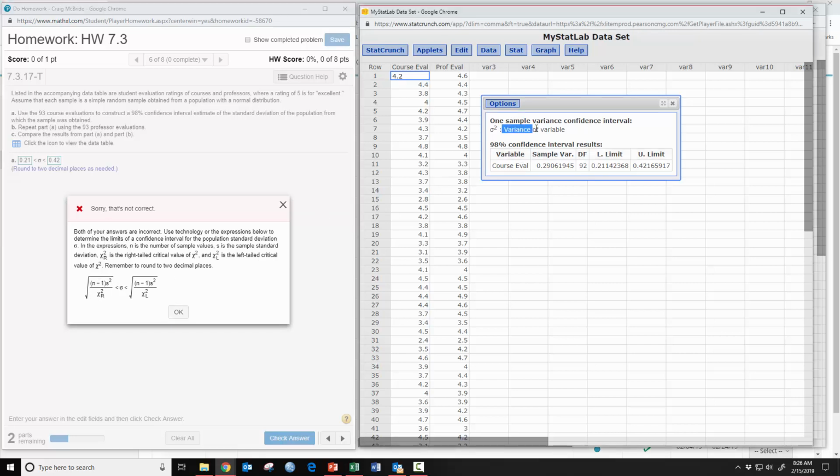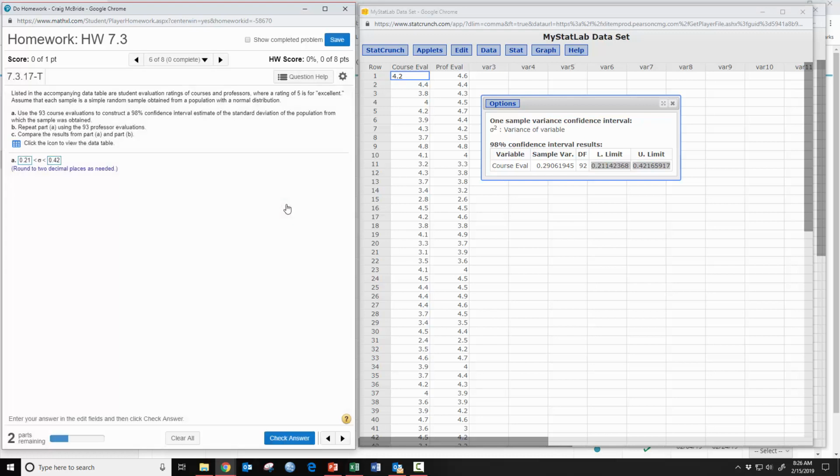This is variance, and you see it's got sigma squared. So these limits are based on variance and not standard deviation. So what you have to do is take the square roots of those two numbers. So take your calculator out, take the square root of those numbers, and then you'll get the right answer.